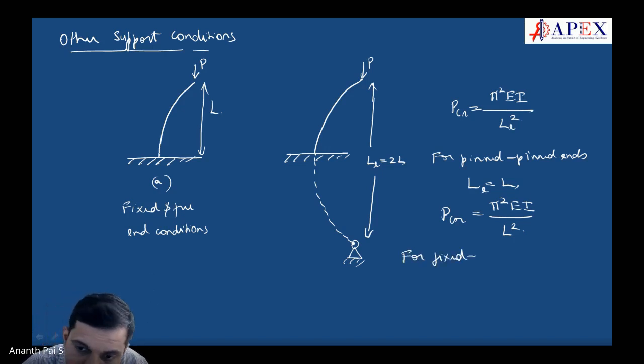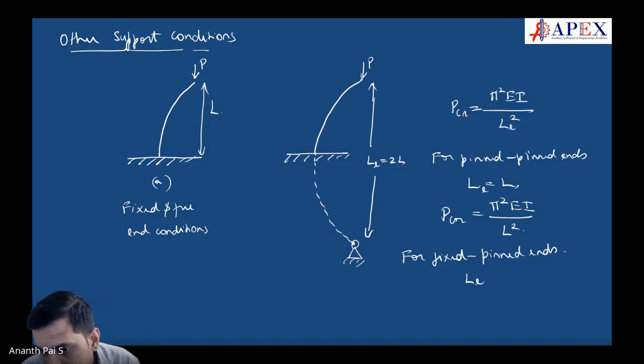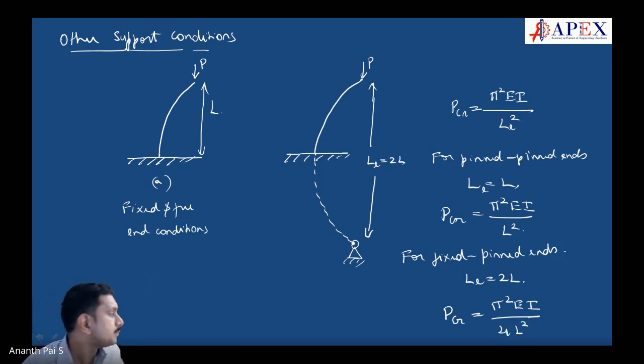For fixed, pinned means equivalent to free only. So for fixed free ends, if you have that, then LE is equal to 2L. So I can write P critical is equal to pi square EI by 4L square. Just by knowing the equivalent length, I can say what the P critical is. So if it is a fixed end, you need a smaller P critical to get deflected. Correct?